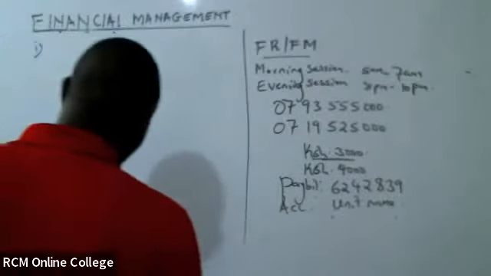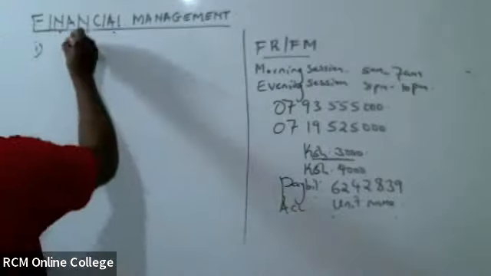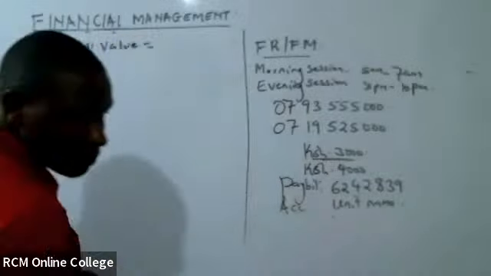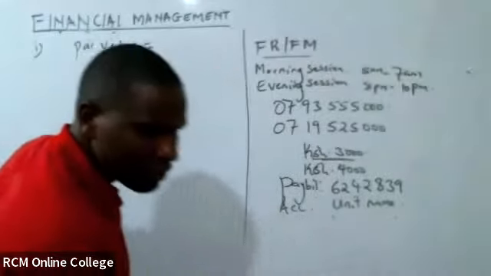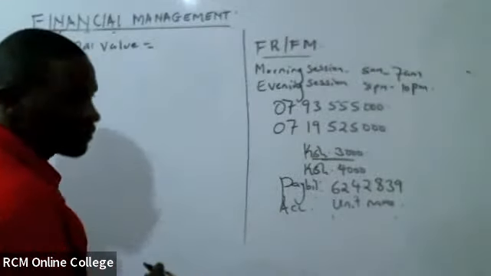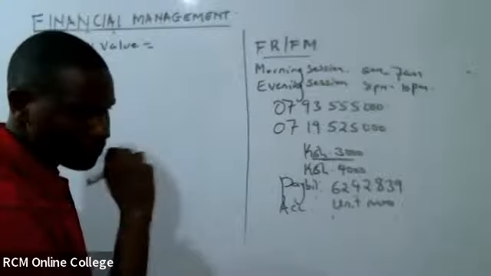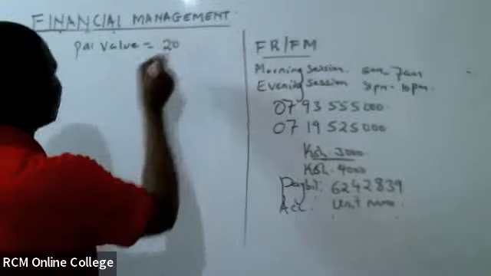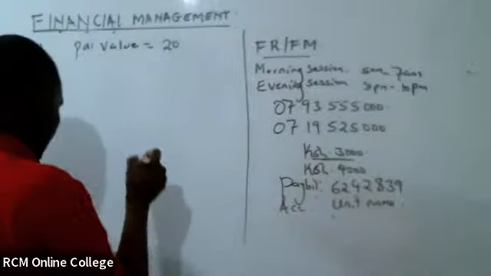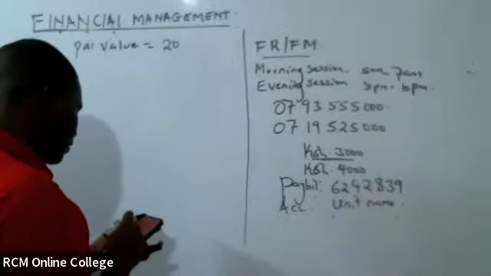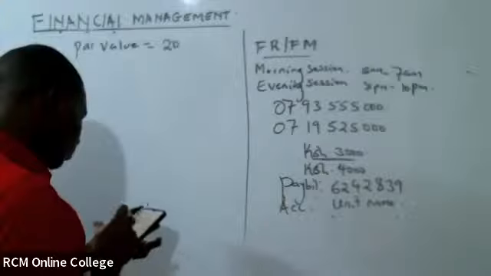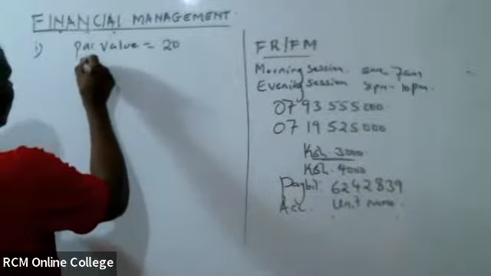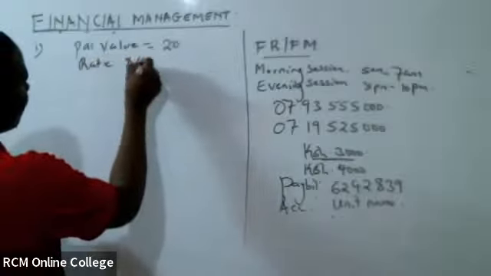I need the par value. What is the par value for the preference share? I need the par value. Give me the par value of the preference share. 20. What is the rate of preference share? Preference dividend? Preference dividend is 8%. So the rate is 8%.